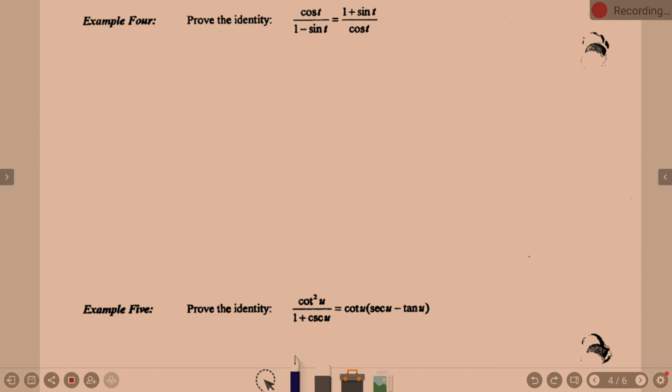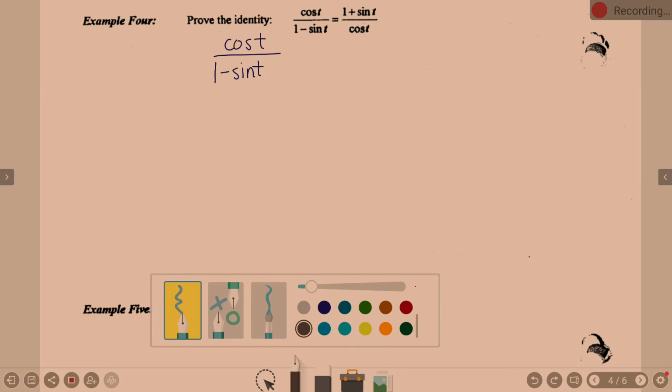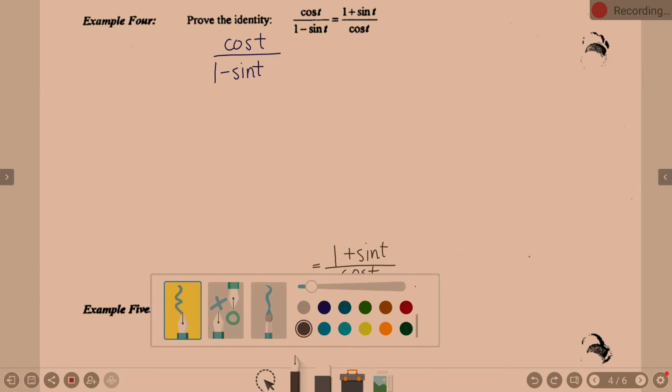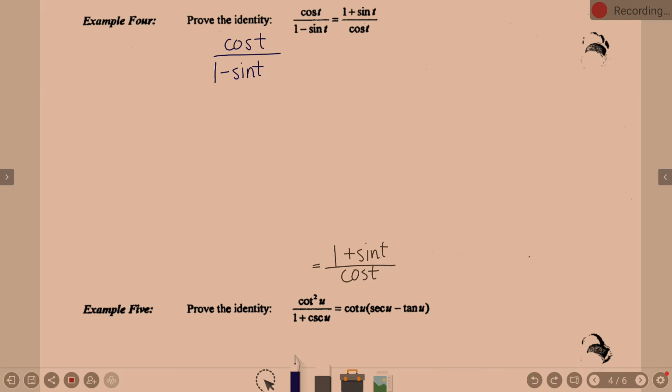Okay. You guys know what I'm going to do at this point? I'm writing out my beginning and my ending. Cosine t over 1 minus sine t. And my goal is to end at 1 plus sine t over cosine t.